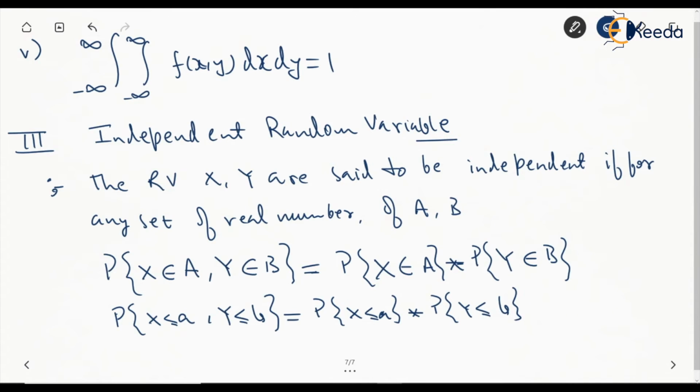Also, F of a, b becomes F_X of a times F_Y of b. So the distribution function can also be split: the distribution of a, b, that is x equal to a and y equal to b, will be directly the multiplication of the distribution of x for a and the distribution of y for b, right?